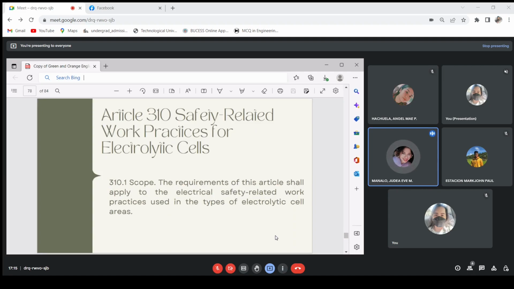Article 310 is about safety-related work practices for electrolytic cells. So, yung electrolytic cells requires proper handling in addition to severe corrosion hazards or explosive, fire, electrical, and toxic hazards, which really needs proper handling in order for us to have a good operation design in the workplace. So ano ba yung example ng electrolytic cells? Yung example nito yung sodium fluoride na forming sodium metal and chlorine gas.